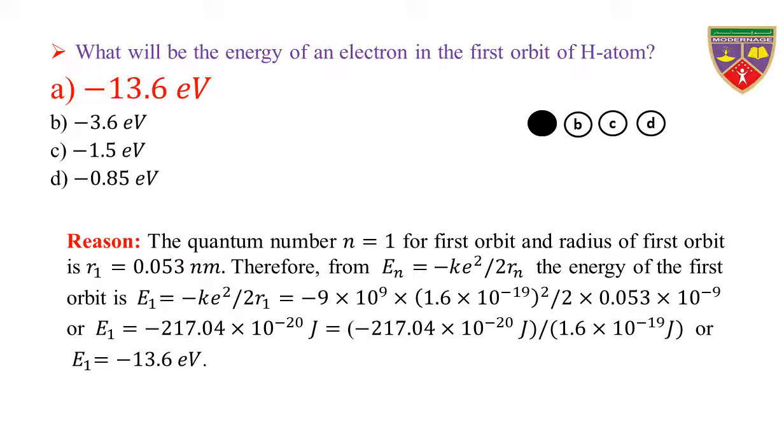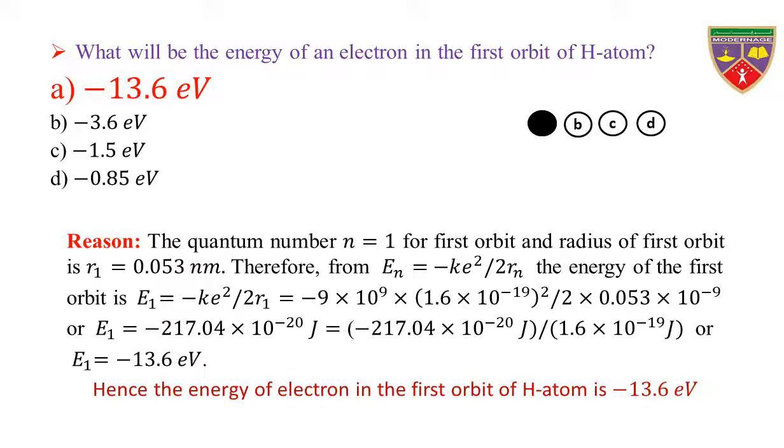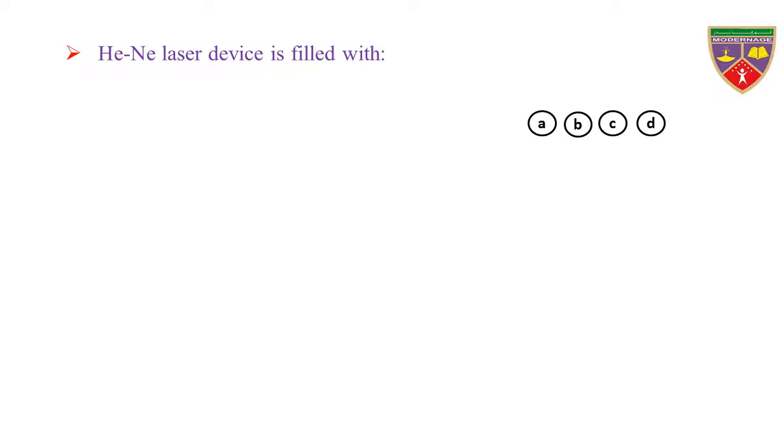or E1 is equal to minus 217.04 into 10 power minus 20 joule divided by 1.6 into 10 power minus 19 joule, because 1 electron volt is equal to 1.6 into 10 power minus 19 joules, or E1 is equal to minus 13.6 electron volts. Hence, the energy of electron in the first orbit of hydrogen atom is minus 13.6 electron volts.